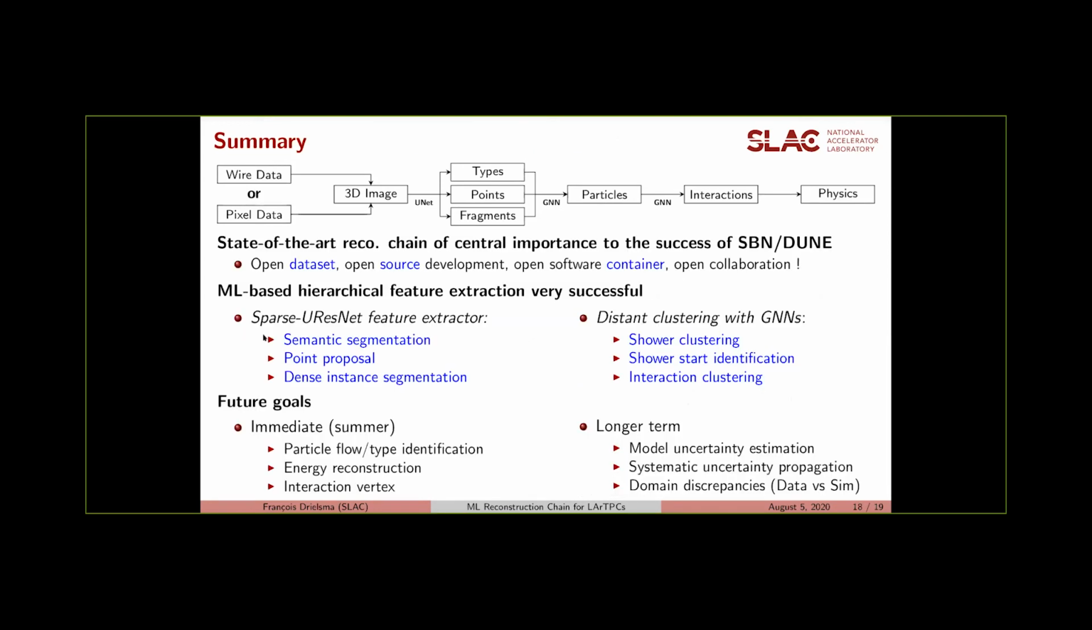So at this point, I'd like to conclude. Of course, we need a state-of-the-art reconstruction chain to achieve the goals of the short baseline neutrino program and DUNE, which are experiments that will come online in the near future. And we believe that to achieve this goal, it's good to have a completely open source development. So we have an open data set, we have open source code, we have an open software container which supports this source code. And so we have a completely open collaboration. You can follow the different links if you want access to these different things.